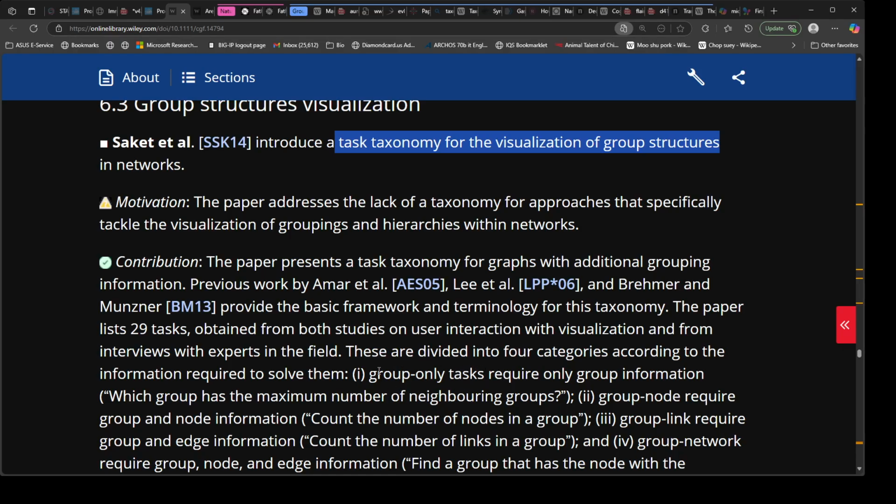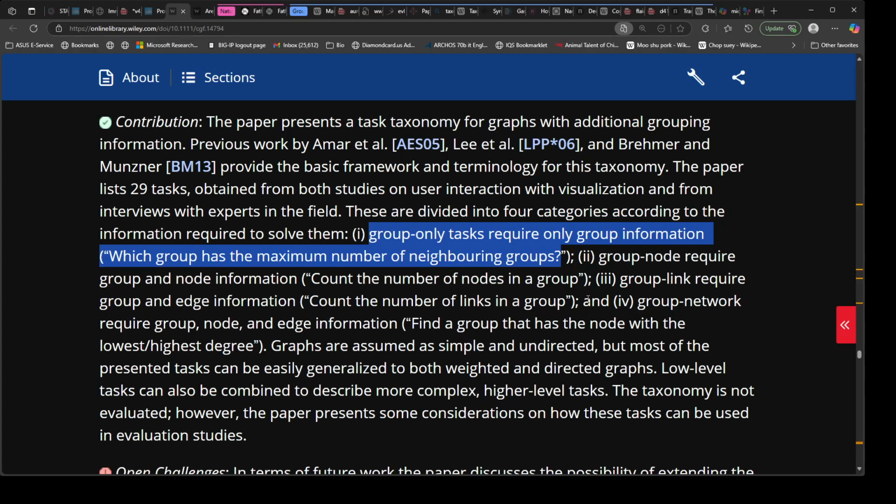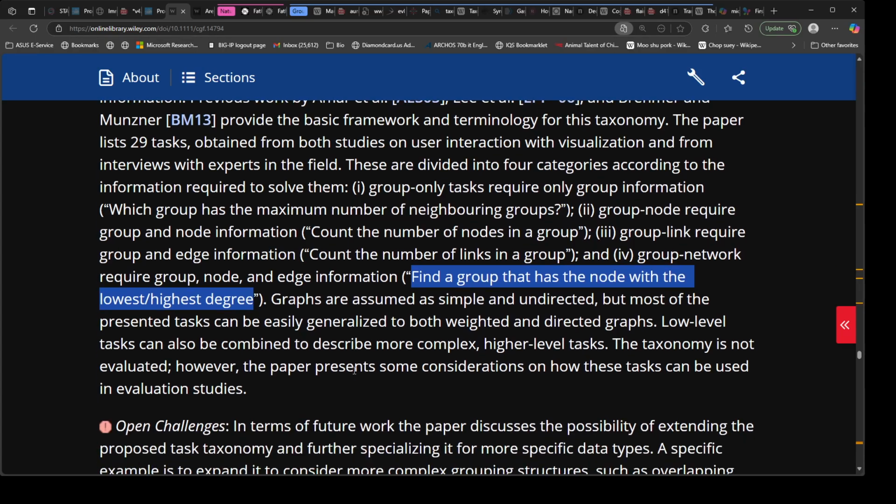1. Group-only tasks require only group information. Which group has the maximum number of neighboring groups? 2. Group-node tasks require group and node information. Count the number of nodes in a group. 3. Group-link tasks require group and edge information. Count the number of links in a group. And 4. Group-network tasks require group, node, and edge information. Find a group that has the node with the lowest/highest degree.